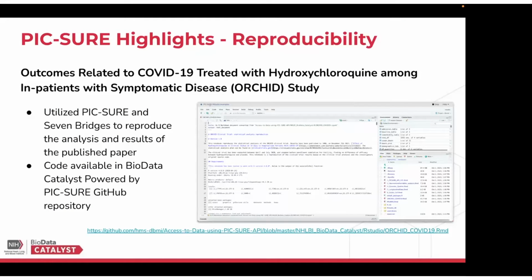Additionally, we have been part of some reproducibility instances. One of these examples is the ORCHID study, which is a COVID-19 related study. We were able to utilize PIC-SURE and Seven Bridges to reproduce the results of the analysis of a published paper. We have this code publicly available on our GitHub repository, and it's linked there if you're interested in checking this out.